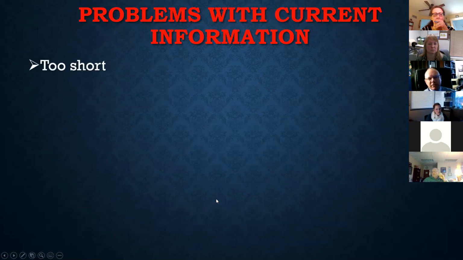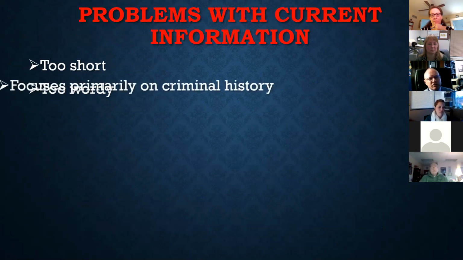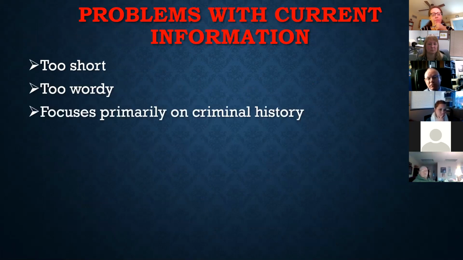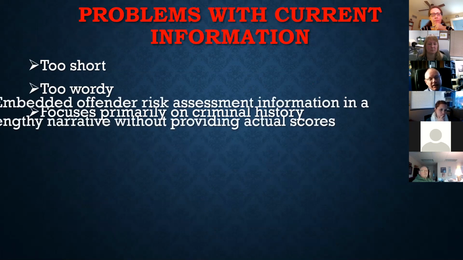So what's the problem with the current information? Some were too short. In Dauphin County, when I came aboard, and the mayors will tell you, these pre-sentence reports were 14, 15 pages. I'm saying respectfully, who's reading that? That's very, very long. So they were either too short, too wordy, or focused primarily on the criminal history. That's another thing I saw a lot of.